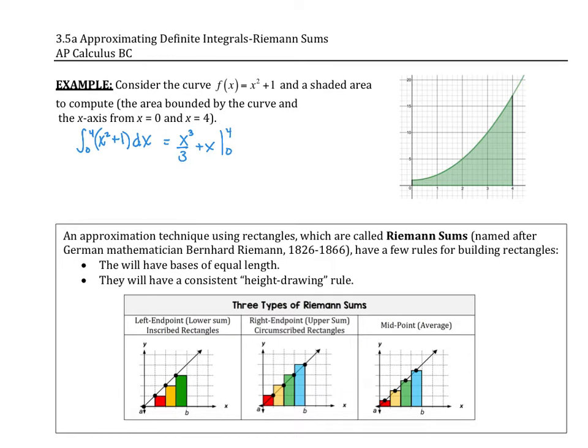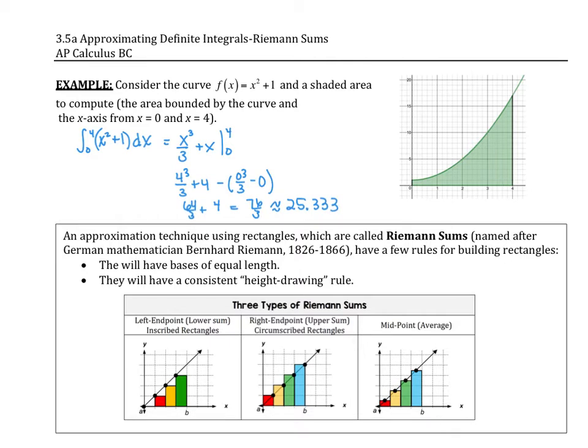And then using the fundamental theorem of calculus, we would get 4 cubed, which is 64 over 3, plus 12 over 3, right? So 64 plus 12 over 3 would give us 76 over 3, so approximately 25.3333 repeating. Okay, and that's what the area of that curve is.